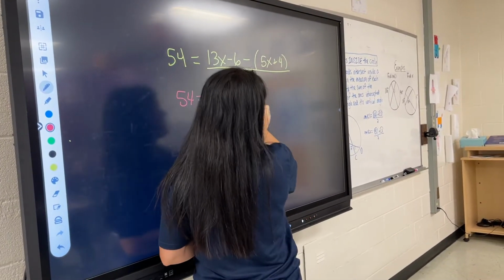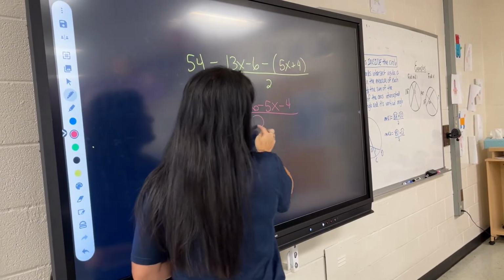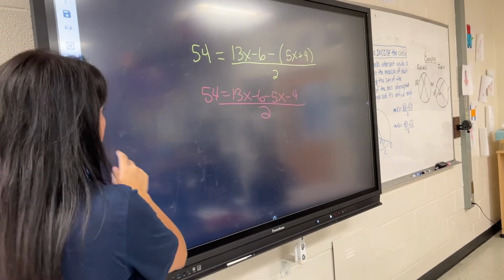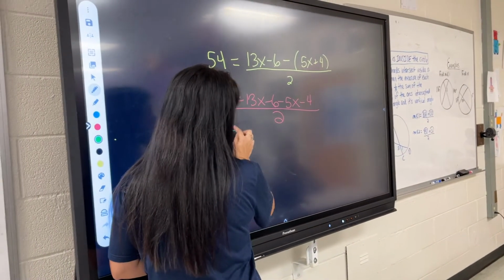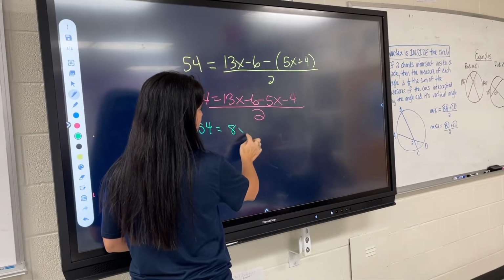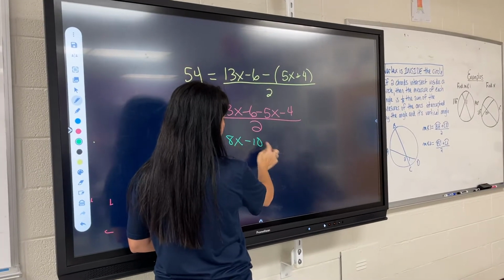So 5x becomes minus 5x, 4 becomes minus 4. All I did was get rid of those parentheses. Next up, I'm going to simplify by combining like terms. 13x minus 5x gives me 8x. Negative 6 minus 4, that gives me negative 10.